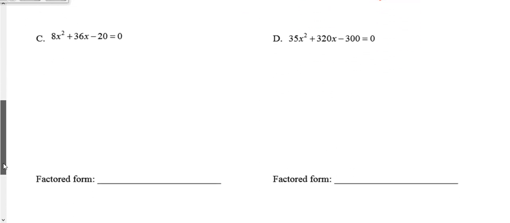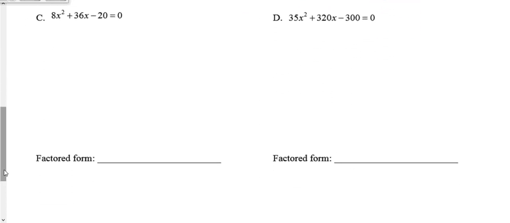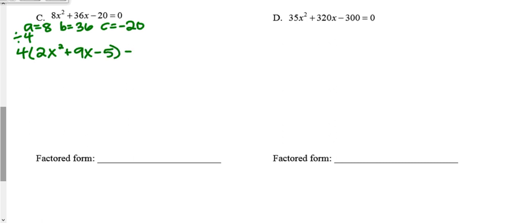All right, moving on to C. So on C, we're going to start by looking at our A, B, and C value. And I'm recognizing they all are divisible by 4. So 4, and that would be 2x squared plus 9x minus 5. My new A, B, and C: A is 2, B is 9, C is -5.